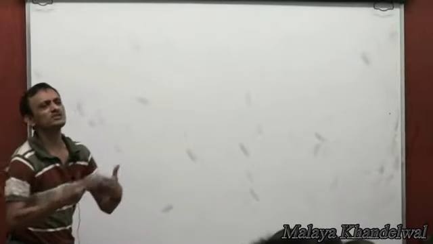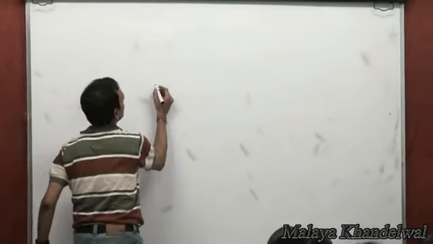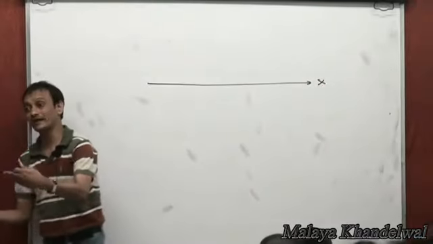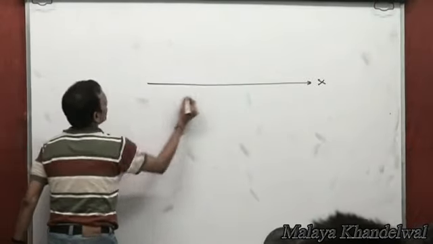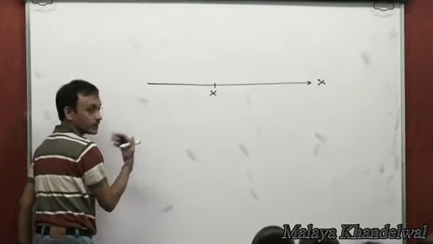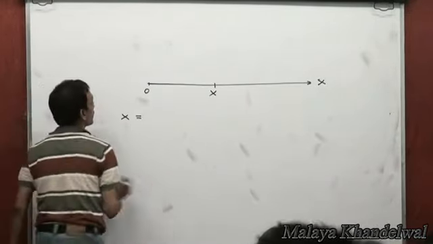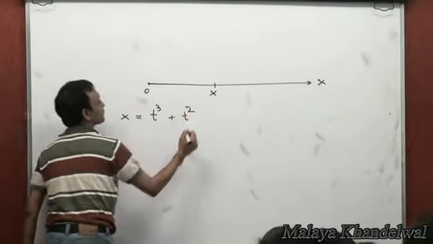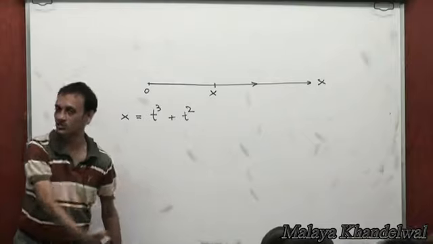And now, the reason we've been doing all this: let's say there is a particle moving along a straight line. Call that straight line as the x-axis. Why not? Right? And let's say the x-coordinate of the particle as a function of time is given by t cube plus t squared. The particle moves along the x-axis and its x-coordinate is given by t cube plus t squared.